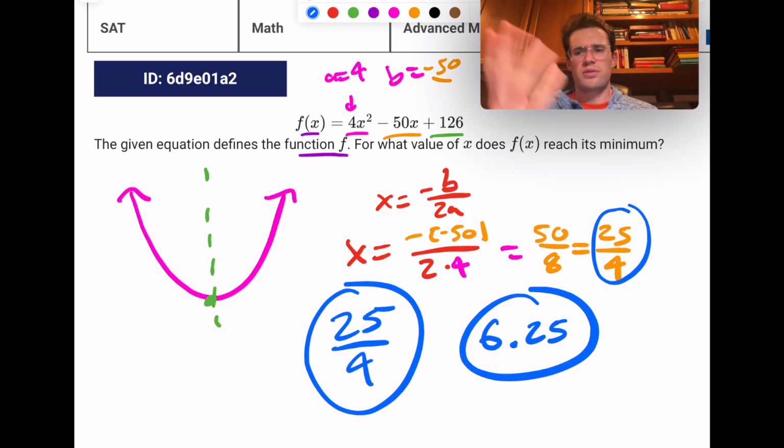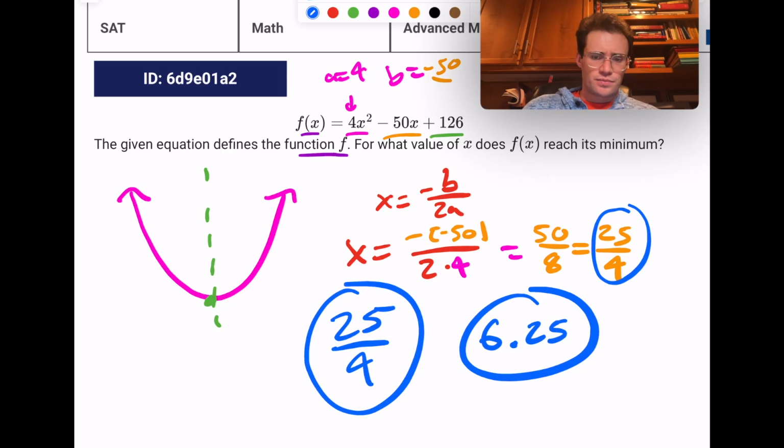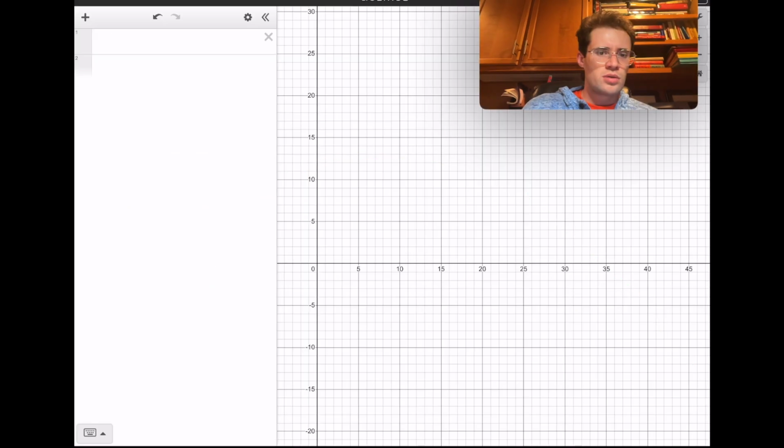Or, I've talked in some of the previous videos, there are other ways you could do it as well. You could complete the square. That's definitely not worth your time for one of these on the test. Or you could, if you know calculus, set the derivative of this equal to 0 and then solve it that way. So you'd get 8x minus 50 equals 0. And then you'd solve that, you'd get the same thing, 25/4. But just to show you how to do it on Desmos, 4x squared minus 50x plus 126.